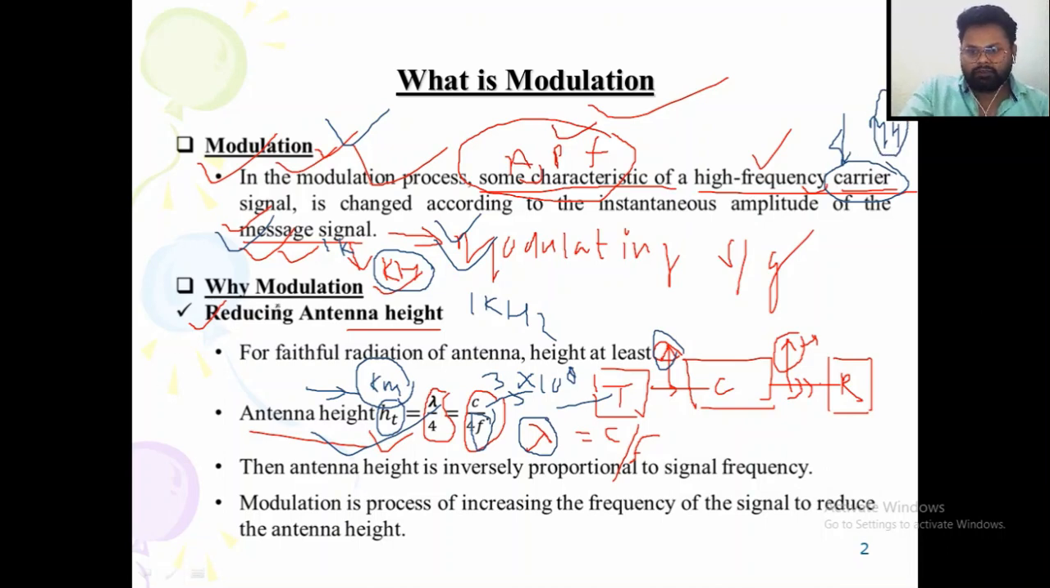So the first reason is that for faithful radiation of an antenna, the antenna height must be lambda by 4. Correspondingly, to reduce the antenna height, we must increase the frequency of the signals. So after modulation, we increase the frequency to reduce the antenna height. This is the first reason.